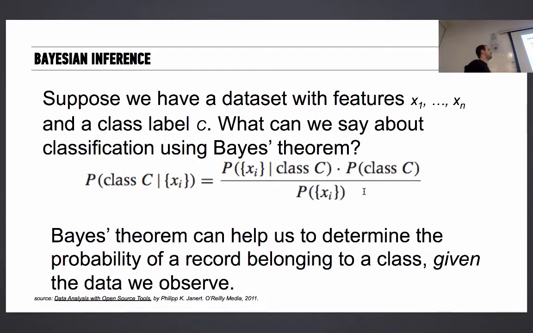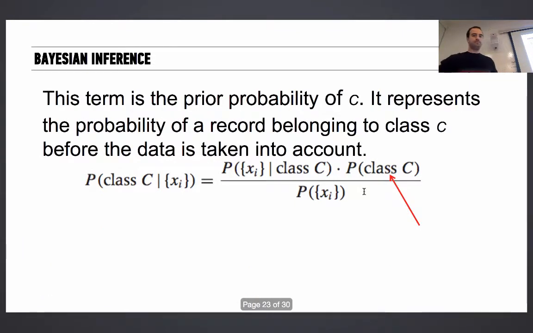So Bayes' theorem can help us determine the probability of a record belonging to a class given the data we observe. That's just Bayes' theorem. This term, probability of class C, is called the prior probability. The prior probability represents the probability that any one record belongs to class C. So it's essentially the frequency at which class C exists.